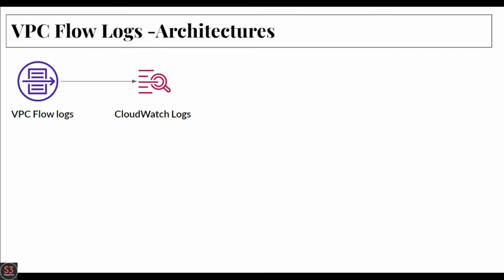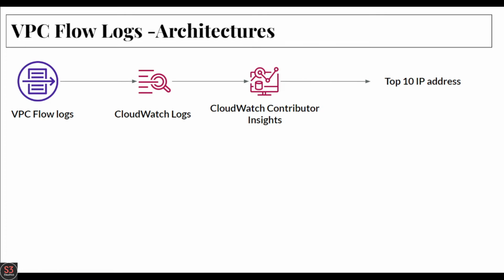So from there we can send our logs to CloudWatch Contributor Insights, and from there we can get the top 10 IP addresses which are contributing to our network in our virtual private cloud, in our VPC. So this is the first architecture. Now let's move on to the second architecture.